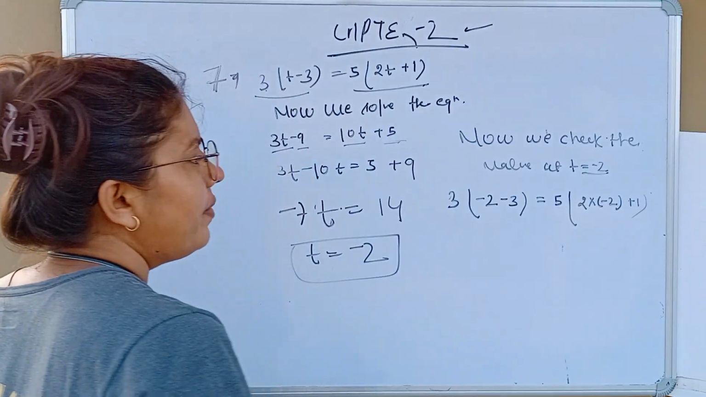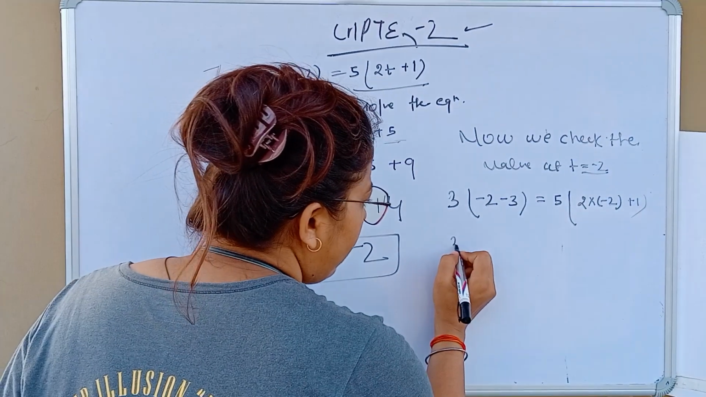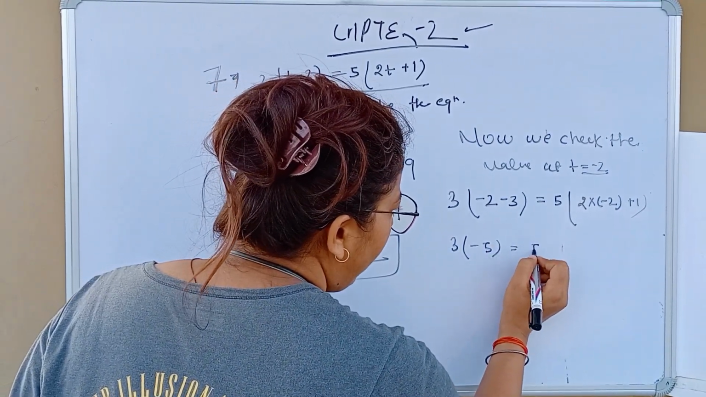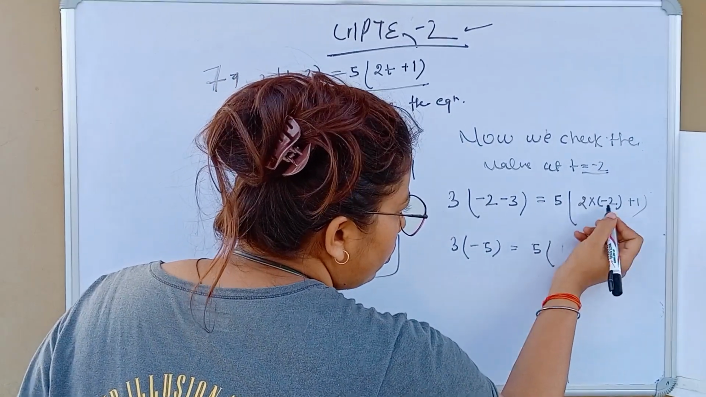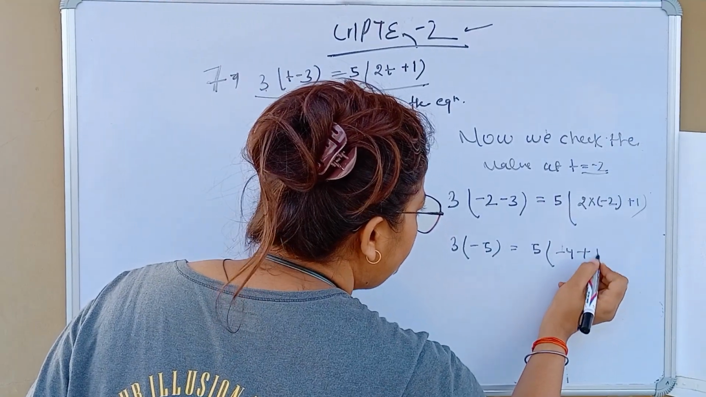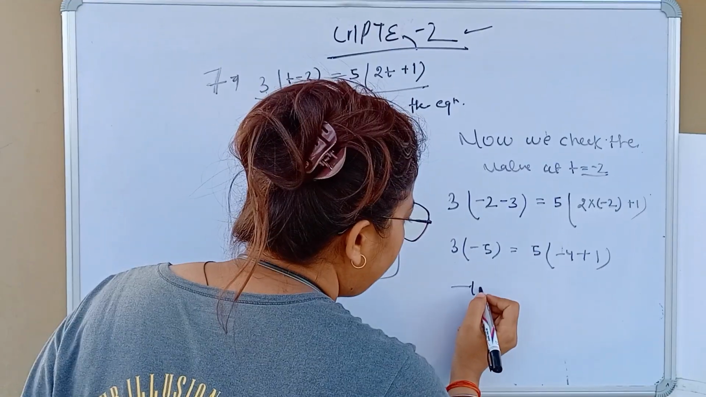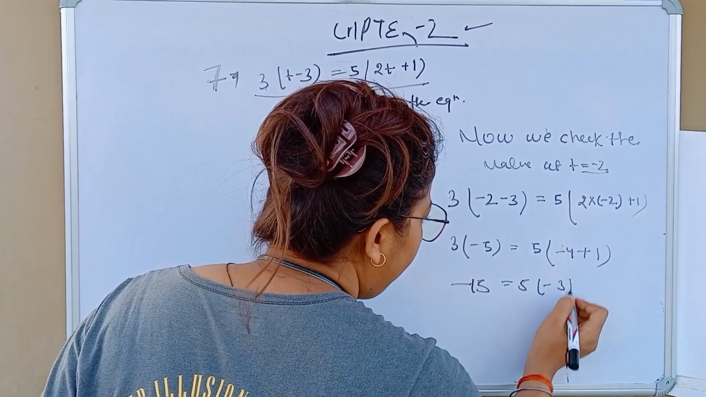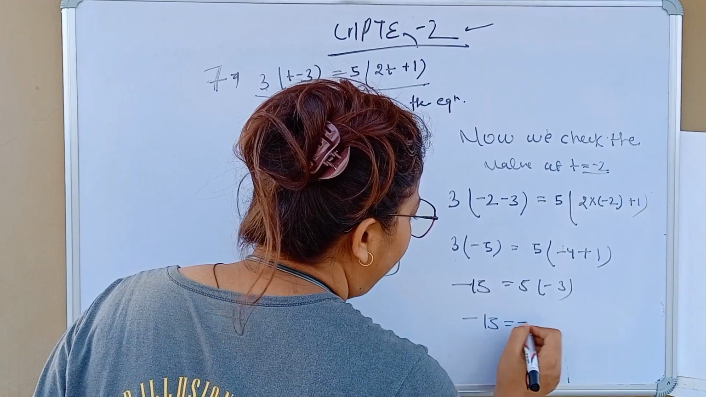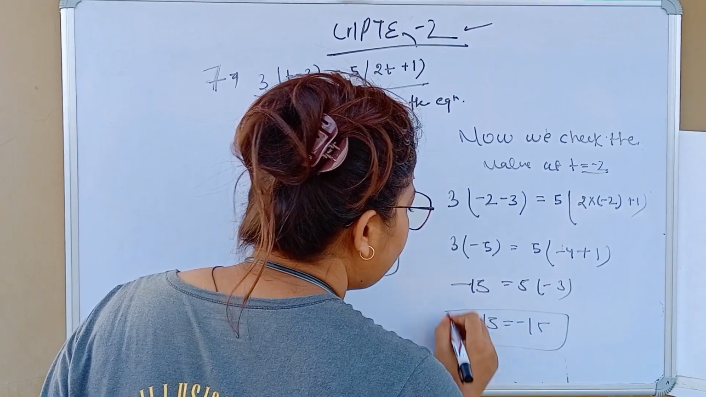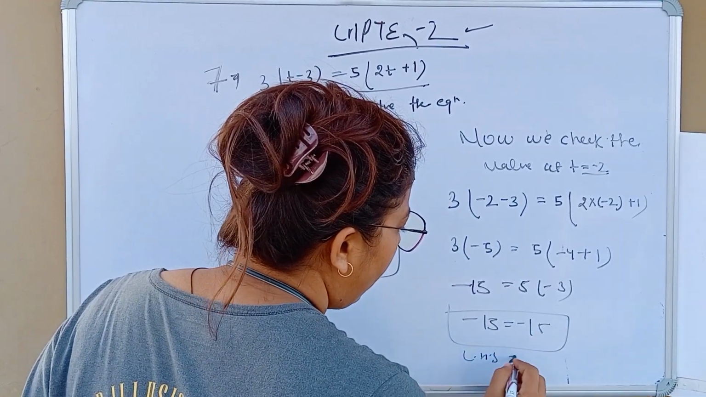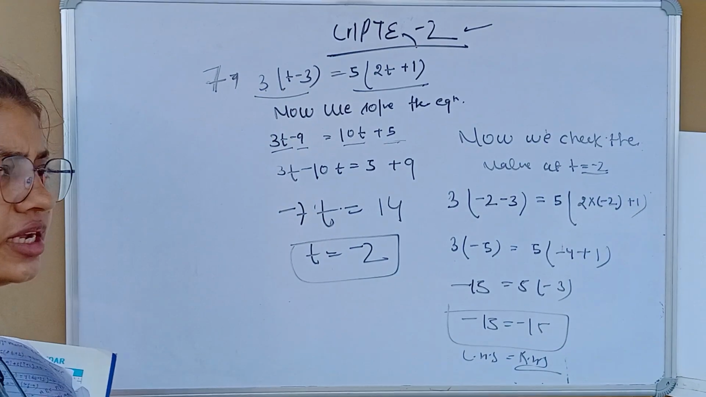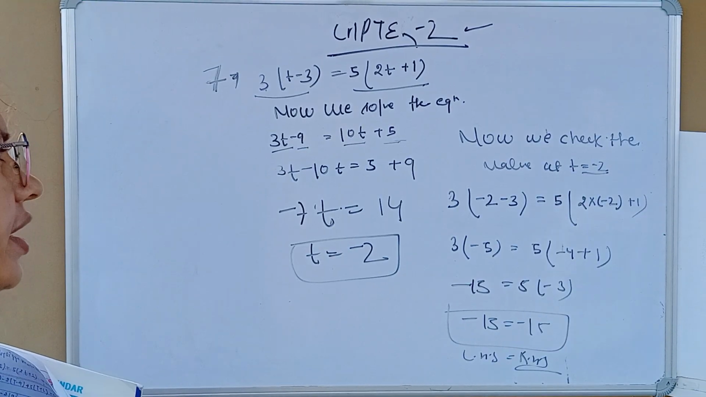Okay. So what we write here: solve 3 into minus 2 minus 3, that is minus 5 is equal to 5 into 2 into minus 4 plus 1. So here minus 15, and here 5 into minus 4 plus 1, that is minus 3, minus 15 is equal to minus 15. So here LHS is equal to RHS. That means t is equal to minus 2 is correct in this question.